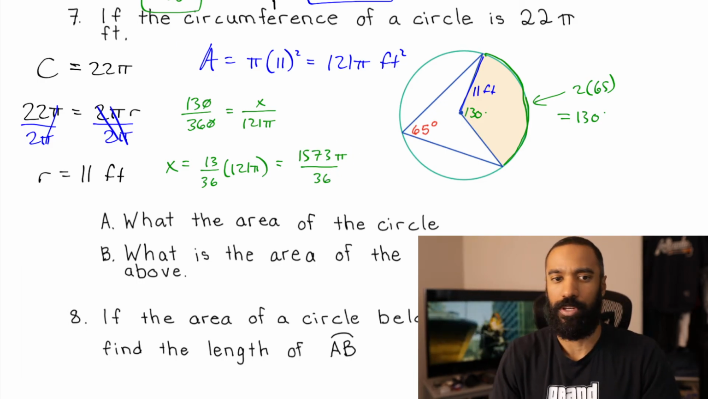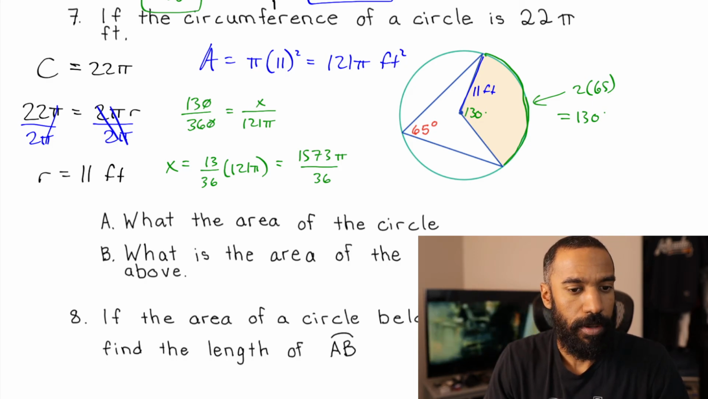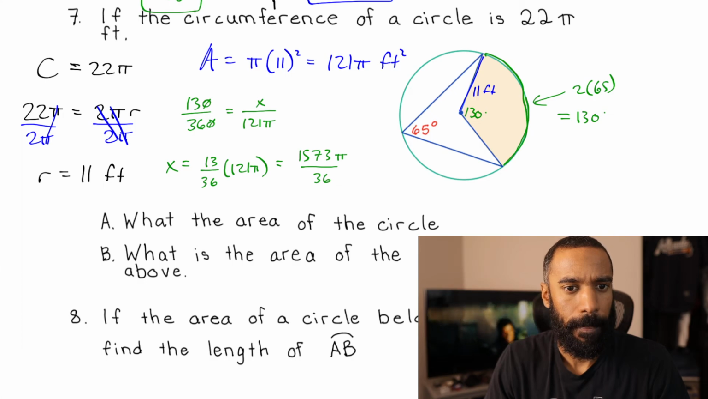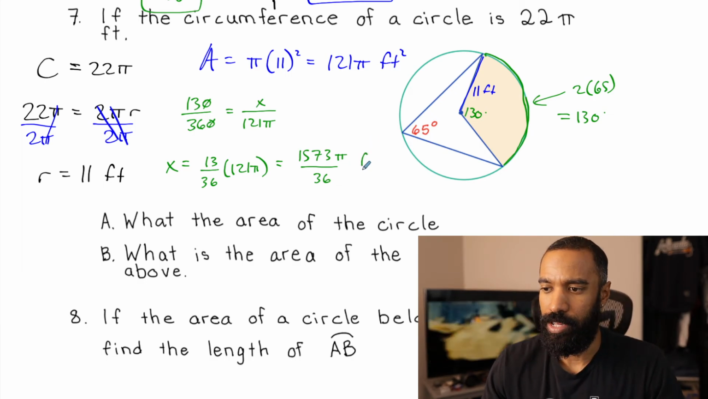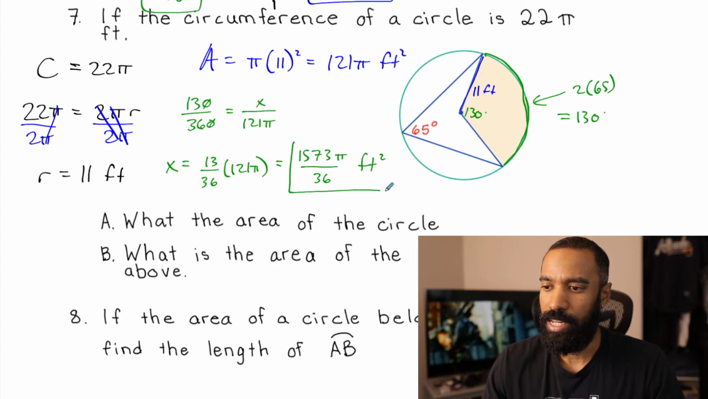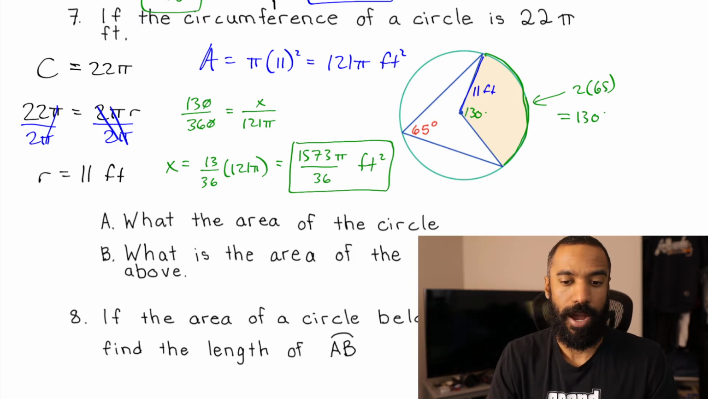I don't think those can reduce. Divided by 36. Yeah, it's a weird fraction. Oh, maybe it can. Let's see. No, I don't see if it can. So that is an answer in square feet. That is an exact answer as well. Nothing to reduce there. Now I'm going to go ahead and approximate it with you guys right here.